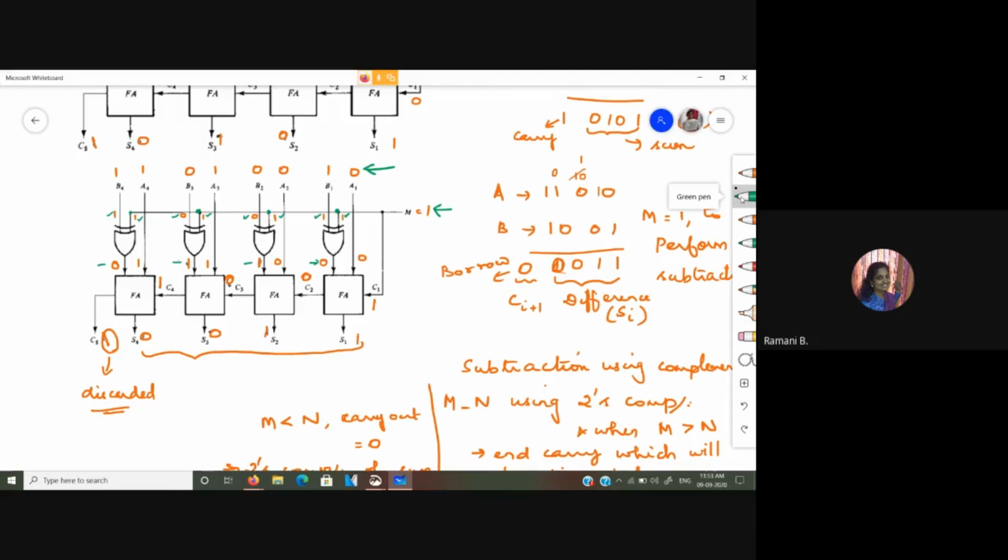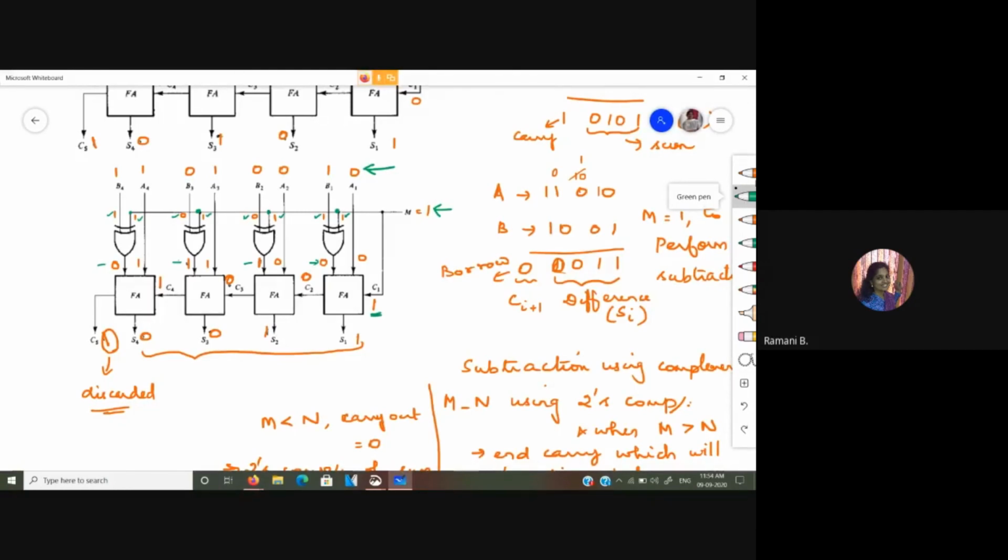And with the first full adder, for the input carry, we have this mode input, the control input, as one of the inputs. So we have a 1 over there. Then we are performing the normal addition only, so the sum output you get like this. And here for carry also you have a 1.